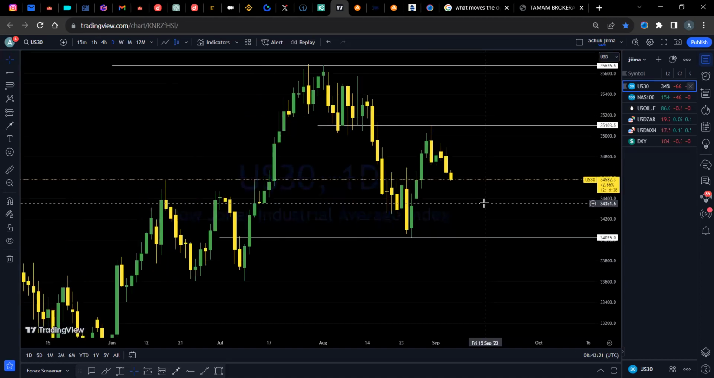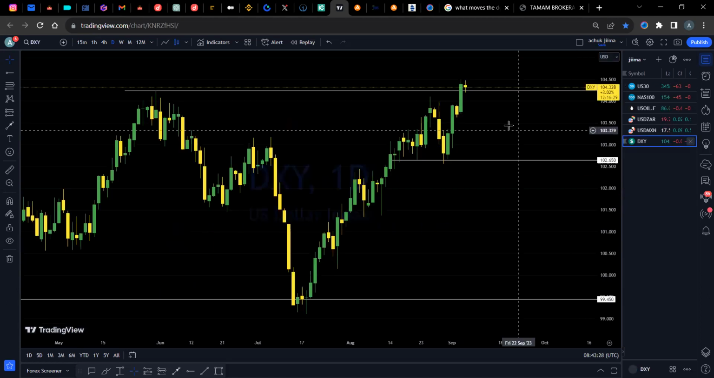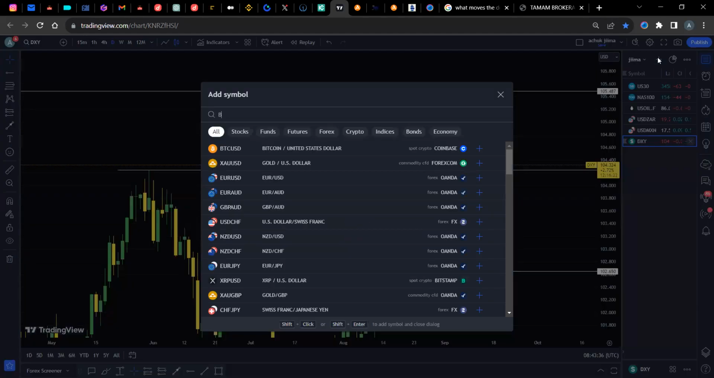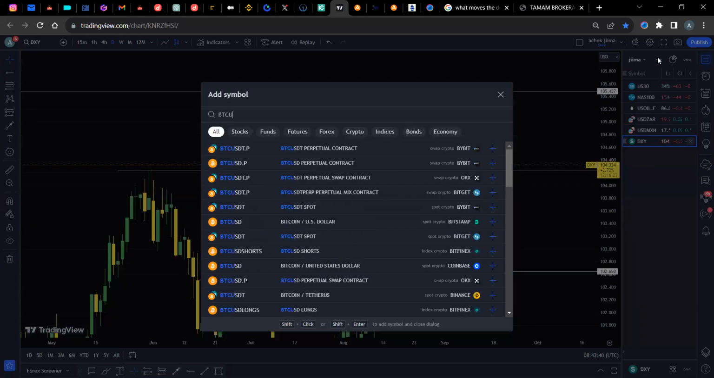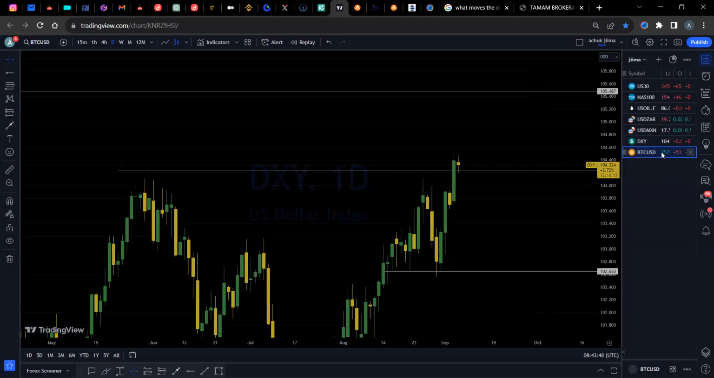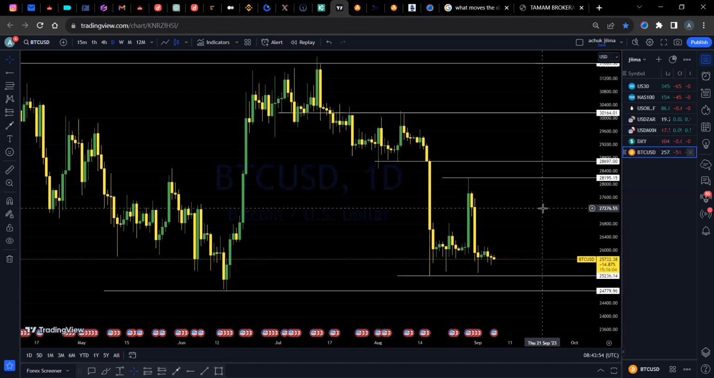So this is all based on the same thing. The strength of the dollar, which is reflected in the DXY being strong, is the same thing we are having on the Bitcoin chart, BTC USD, whereby Bitcoin is also reducing. That is what we have. So from the fundamental perspective, you just need to understand this, and then you can begin to have your entries.